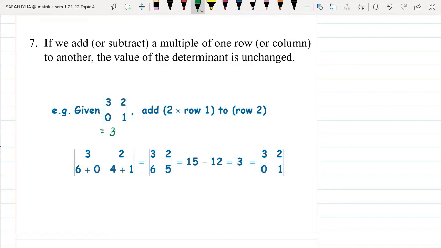Contohnya kat sini, let's say saya ada matrix ni, determinant 3, 2, 0, 1, determinant kat sini would be 3. Okay, and then saya ada satu lagi yang kat bawah ni, 6, 0 plus dengan 4, 1 kat situ. Dia buat operasi 2 row 1, 2 darab row 1 dekat row yang kedua tu. So dia tukar menjadi 6 dengan 5 kan. Tapi sebab dia hasil darab daripada row 1, maksudnya dia takkan berubah value determinant. Determinant dia still akan jadi 3. Nanti kita buat example nak tengok lebih about properties number 7 ni.